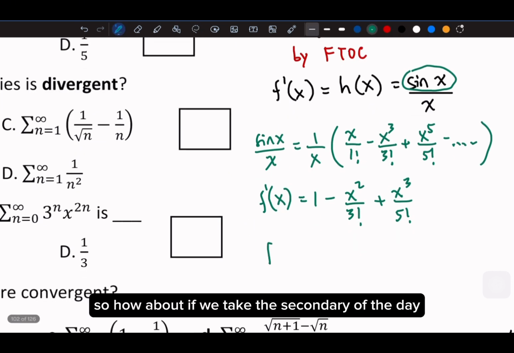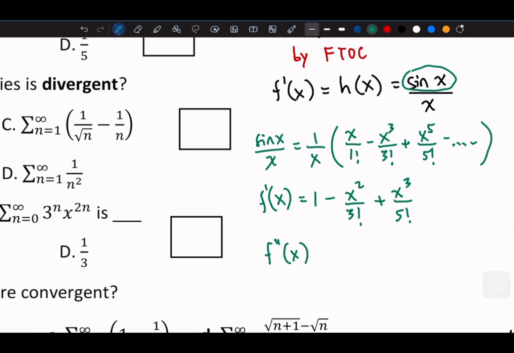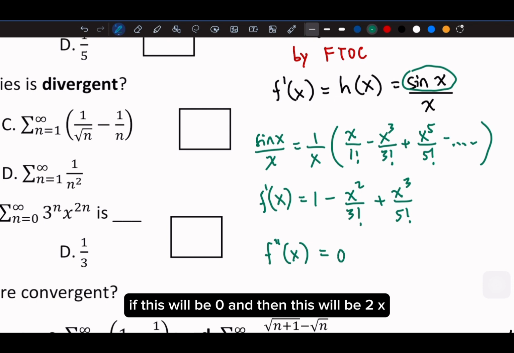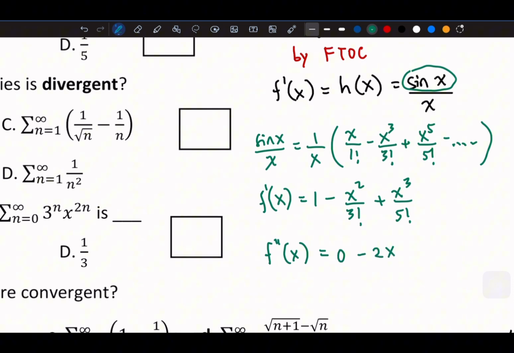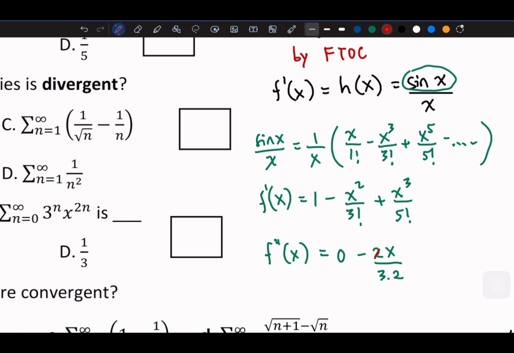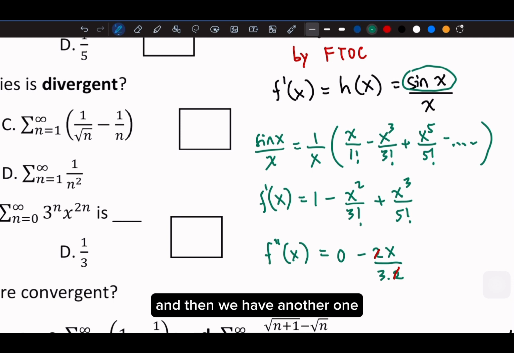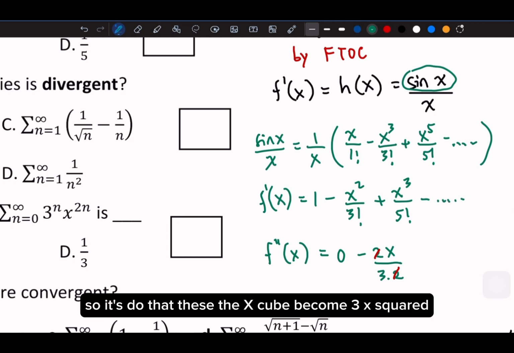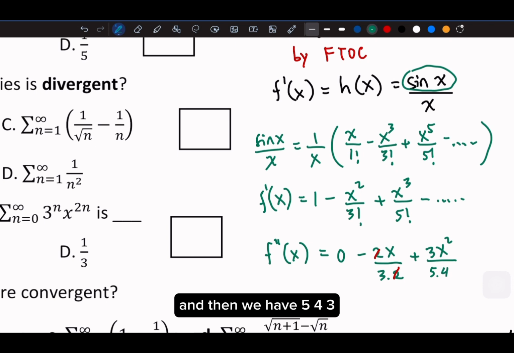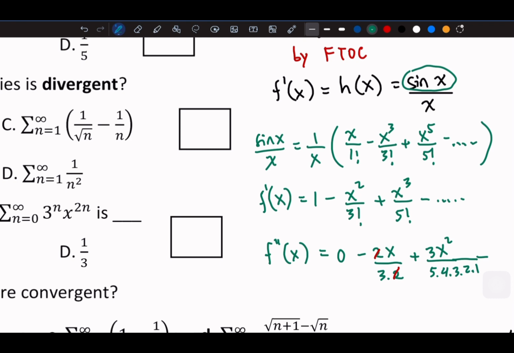So how about if we take the second derivative? If we take the second derivative, this will be 0, and then this will be 2x, right? And then this will be 3 by 2, and then we can cancel this. So 1 over 3x, and then we have another one, so it's still dot like that. So the x cubed become 3x squared, and then we have 5, 4, 3, 2, right, and 1.